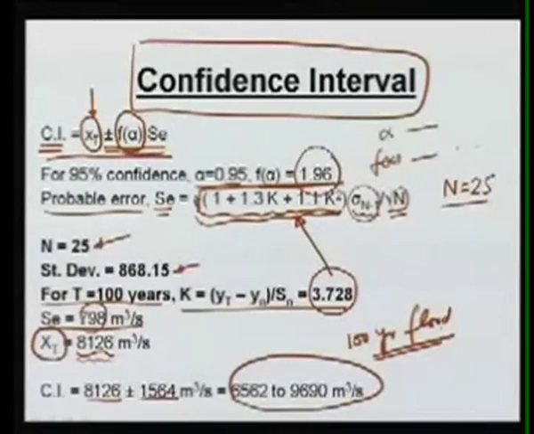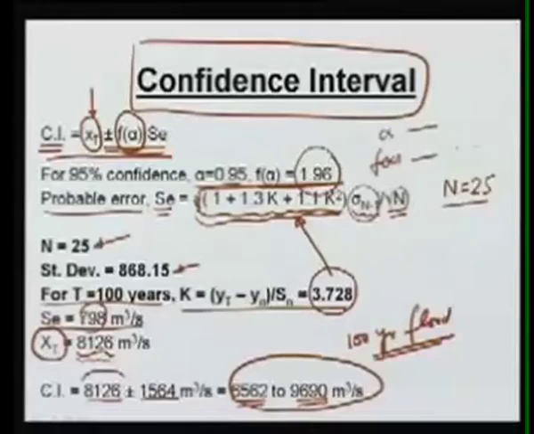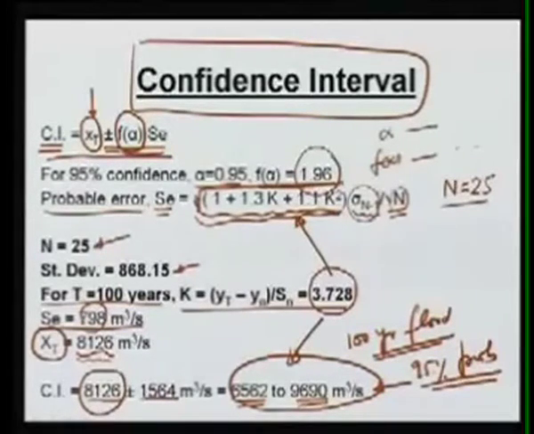So what it tells is that a 100-year flood will be between 6562 meter cube per second and 9690 meter cube per second. If we make this a statement, we are 95% confident that the actual flood will lie within this range. So instead of predicting a single value, which earlier we had taken as 8126, we have now predicted a range. So the actual flood, which will occur once every 100 years, has a 95% probability of being within this range.